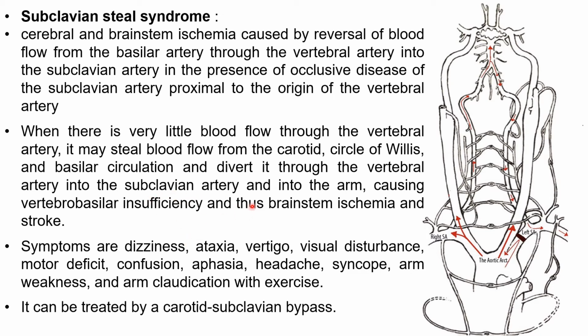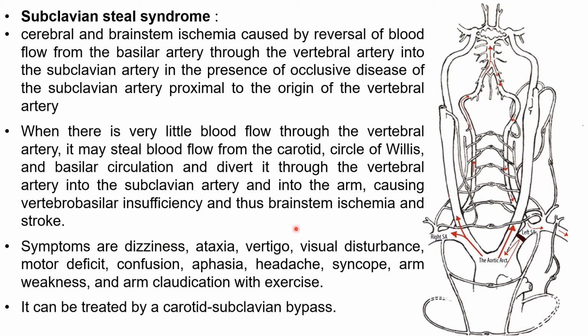These symptoms are dizziness, ataxia, vertigo. Dizziness means chakkar aana, ataxia again the same thing, vertigo, visual disturbances, because the brain is not getting its blood supply. So the ophthalmic artery, the internal carotid artery, that is, we are taking away the blood from the internal carotid artery also. Motor deficit, again, brain has less blood supply.